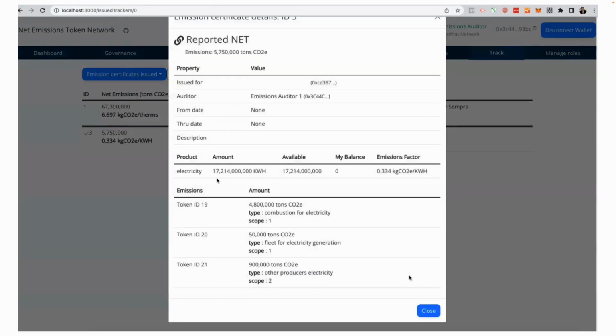And similarly, an electric utility that provides about 17.25 billion kilowatt hours, we can combine its combustion scope 1 electricity generating emissions with their vehicle fleet emissions and also other producers' electricity, which is scope 2 emissions. And we can roll all these together into a carbon tracker token.